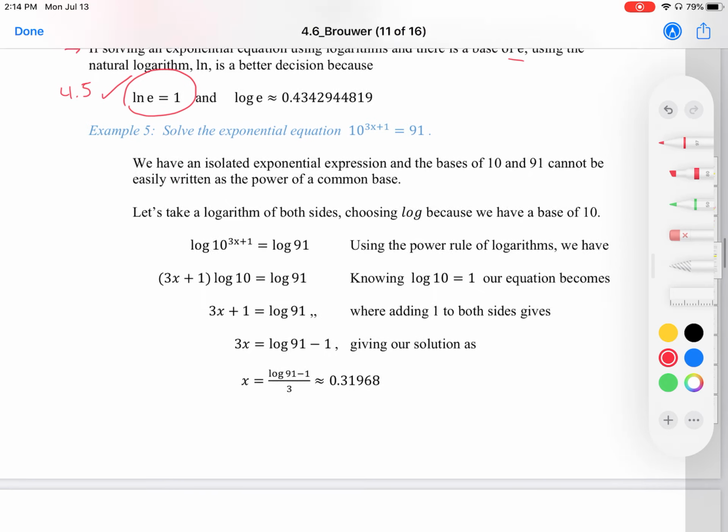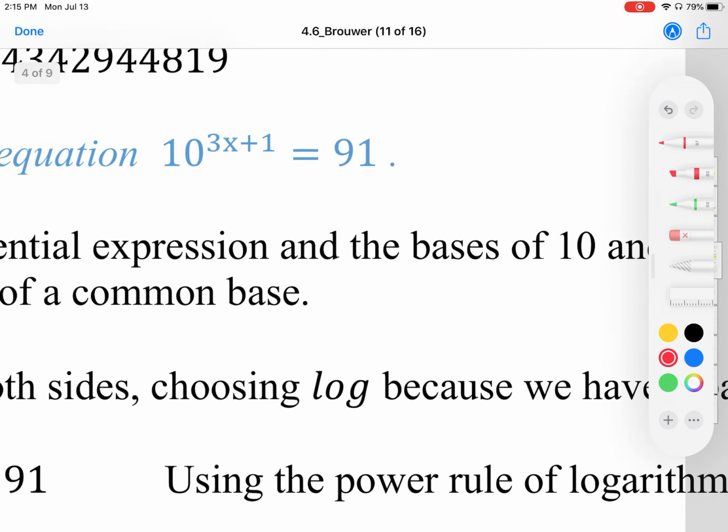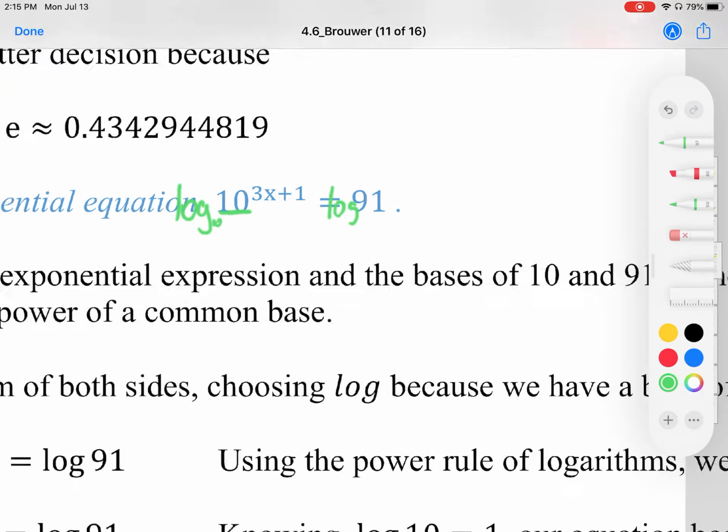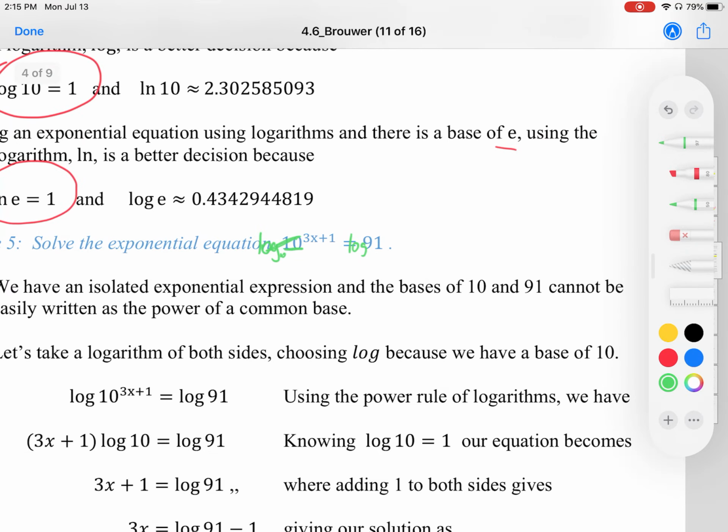Example 5. Solve the exponential equation. All right. So I look at 10 and I look at 91, and there's no way I can write the same number with the same base, right? So I need to take the ln or log of both sides. But which is a better choice? Do I take ln or do I go ahead and take log? Log would be the better choice. Why? We see this 10 and log is naturally base 10. So they would undo each other and we're just left with the exponent.